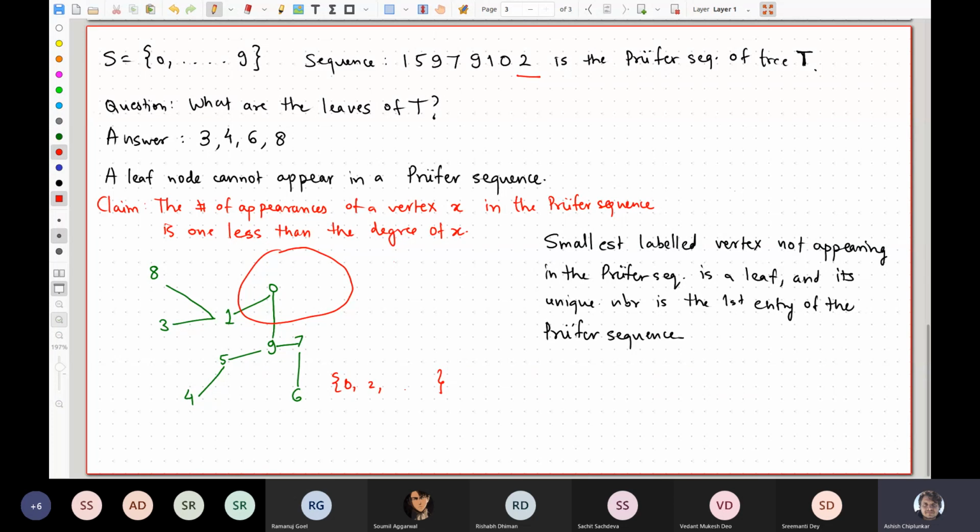0, 1, 2 is left. 2 is somewhere over here. 3, 4, 5, 6, 7, 8, 9. So I think you connected 9 to 0 instead of 2. I think you connected 1 to 0, right? Then you should have connected 9 to 2. Oh, I see. And then 0 and 2 are neighbors. Yes. I think I forgot to remove an entry from the prefer sequence.